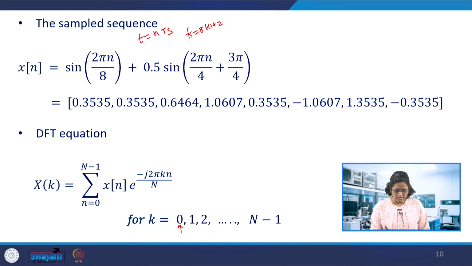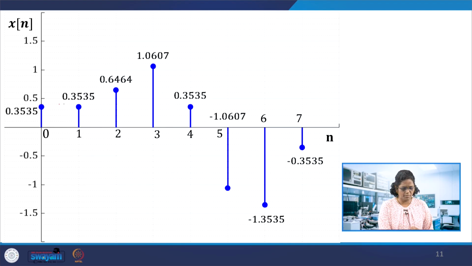But it is not the case that all the N components are independent. We will see the dependency between the components obtained from here, though the DFT should be computed for k from 0 to N minus 1. So k varies from 0 to 7 in this case, and n from 0 to N minus 1. The sampled version of the signal is shown here, the samples we got from 0, 1, 2, 3, 4, 5, 6, 7, 8 samples. This is n, this is x of n.